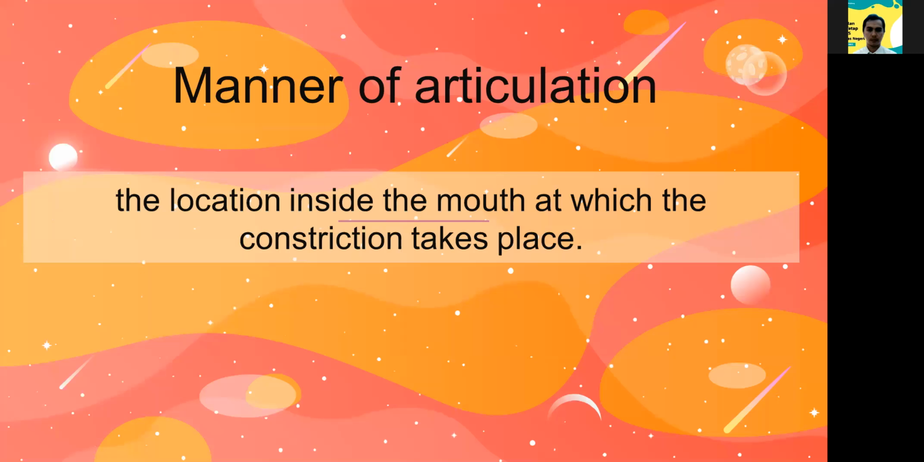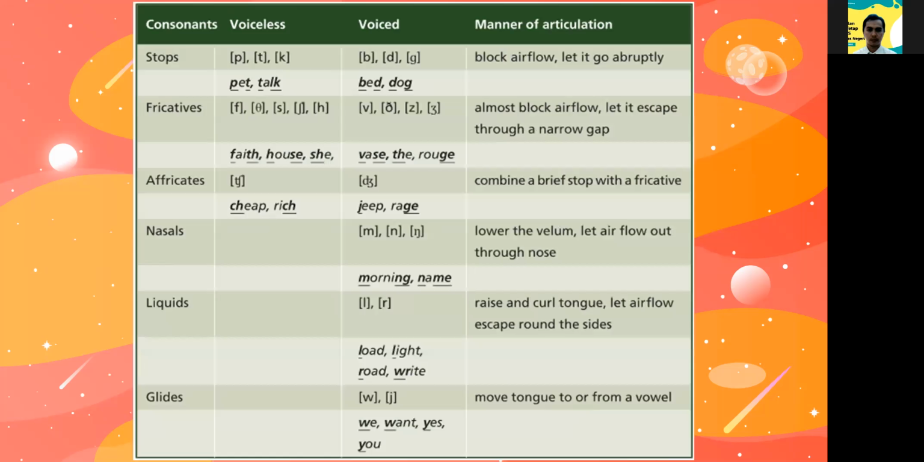The third part is manner of articulation. It is how the constriction takes place inside the mouth. So this is an example. When you make a stop, you block the airflow and let it go abruptly. Then you can produce voiceless p, t in pet and talk, or voiced b, d, and g in bat and dog.